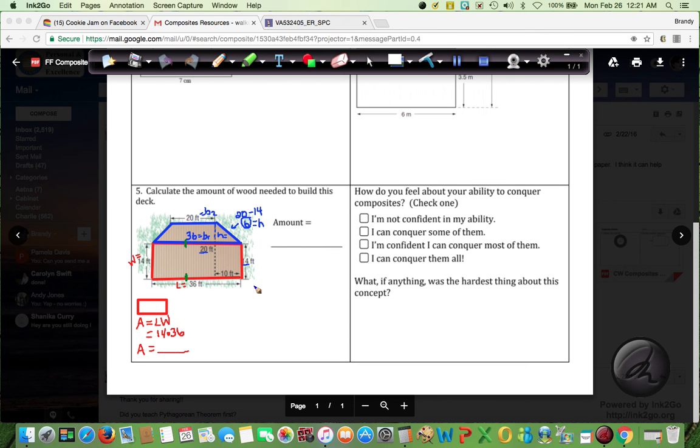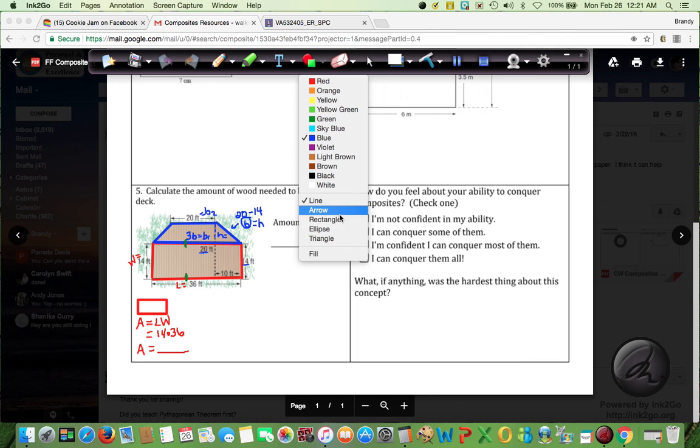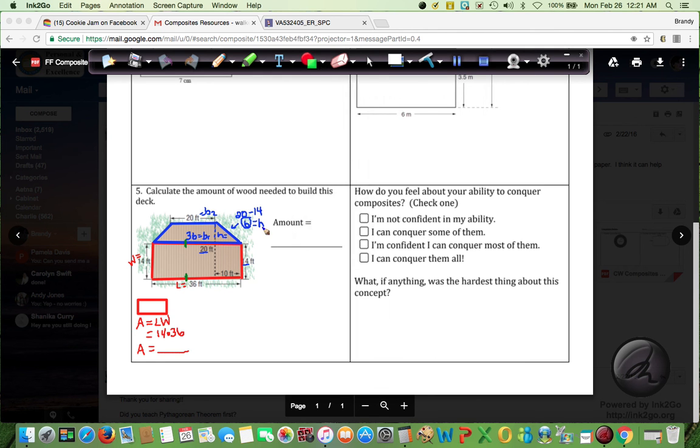Now, it won't let me draw. Let me double check. I got arrow, rectangle, ellipse, triangle. Nope. Won't let me draw a trapezoid, so don't laugh at my picture, but I'm going to try and draw one. There we go, a little crooked there, not too shabby. Alright, so the area for my trapezoid is half the height times the sum of the bases. You got to add the bases before you multiply.